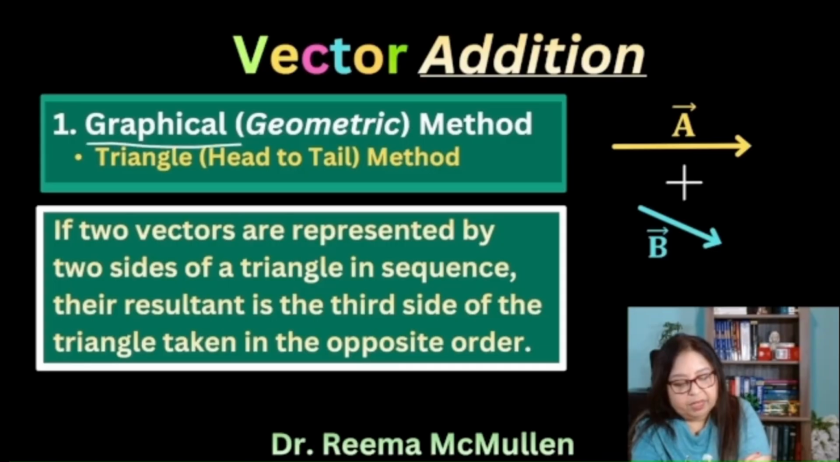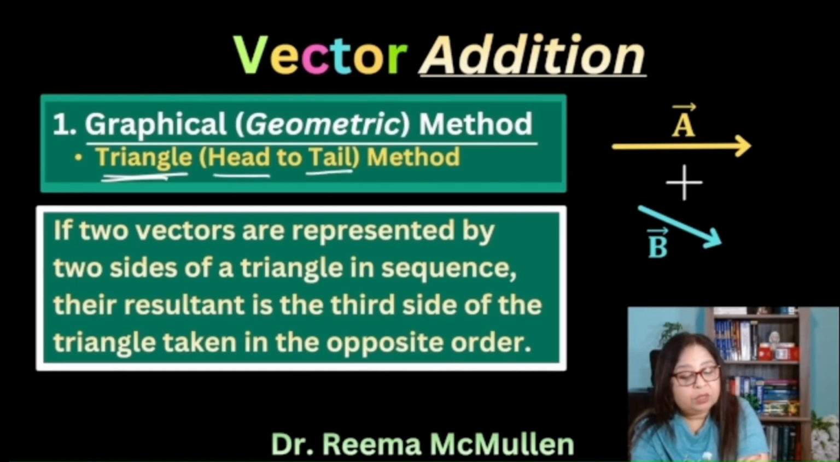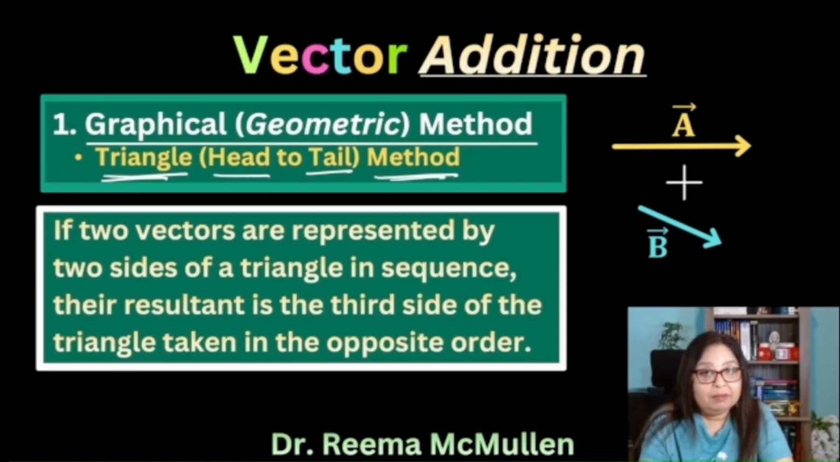The first graphical method, or the geometric method, to add vectors is the triangle method, or head-to-tail method, of vector addition. What does it say? It says that if two vectors are represented by two sides of a triangle in sequence, their resultant, that is the sum of these two vectors, is the third side of the triangle taken in the opposite order. Now, what do these words mean? Let's understand it with the help of a picture.